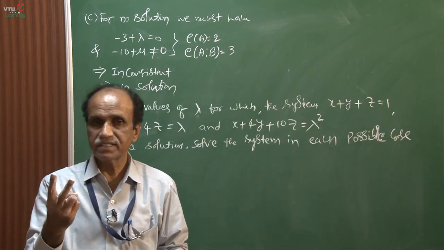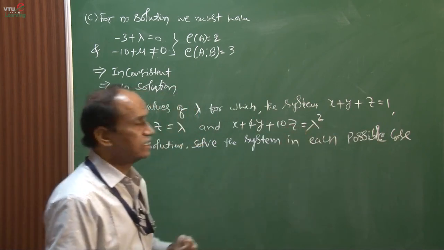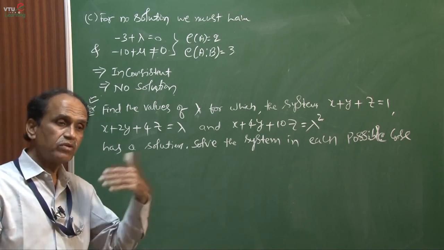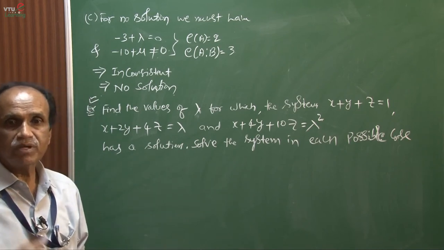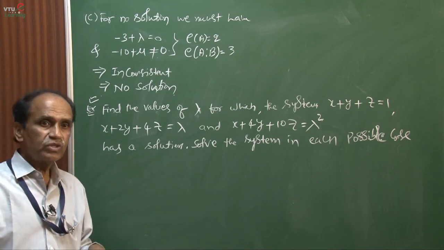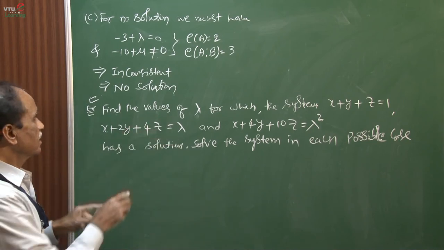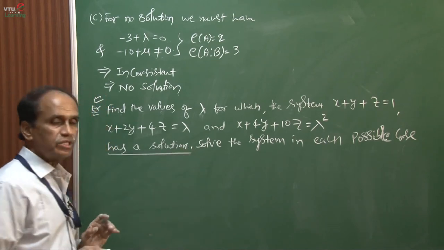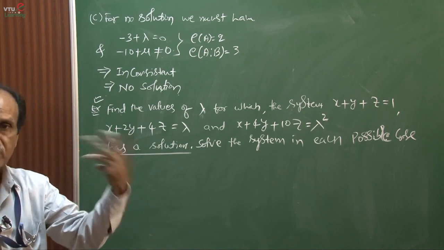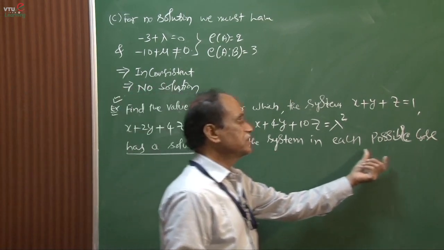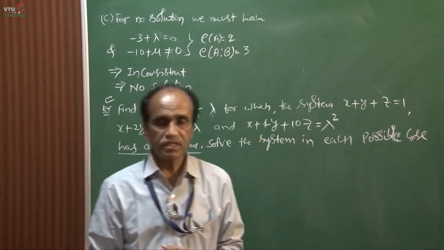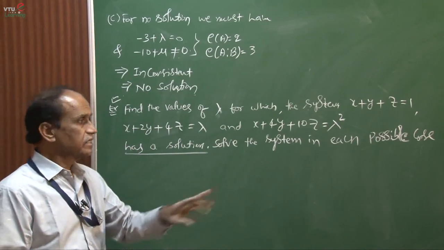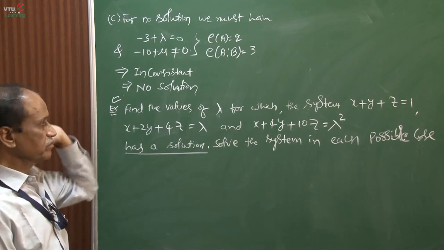There are two possible cases. Because of second degree, you are going to generate two values of lambda. For the first value of lambda, what is the solution? For the second value of lambda, what is the solution? For both, the system should have a solution, they said. Having a solution means the ranks must be the same, that is, it must be consistent. And in each possible case is the special part of this problem. There are two possible numbers that will exist, so we will discuss both cases.